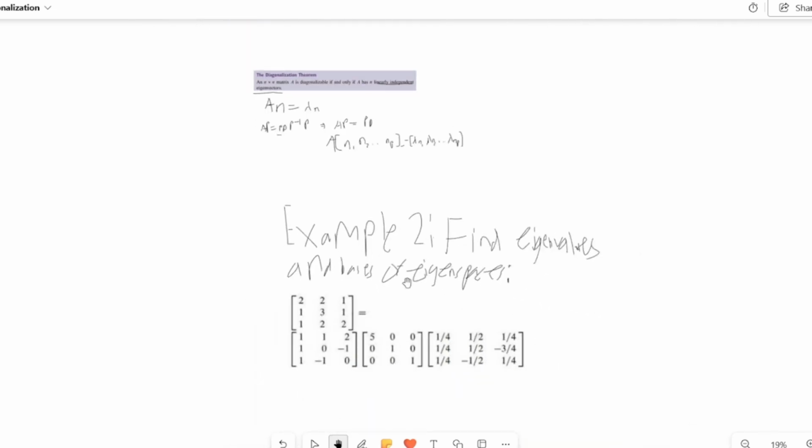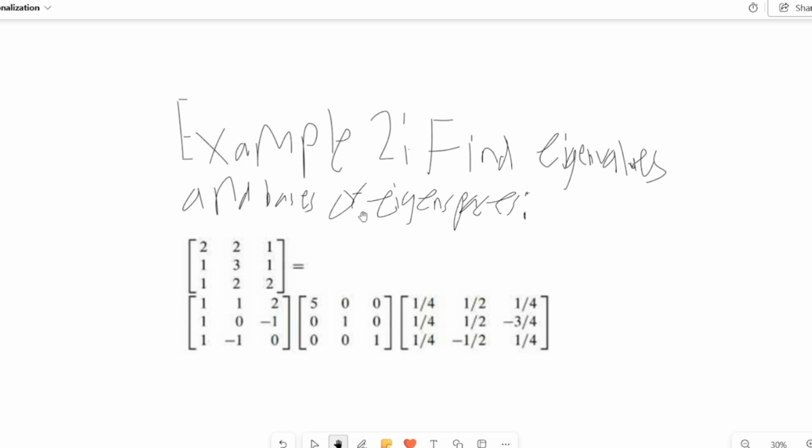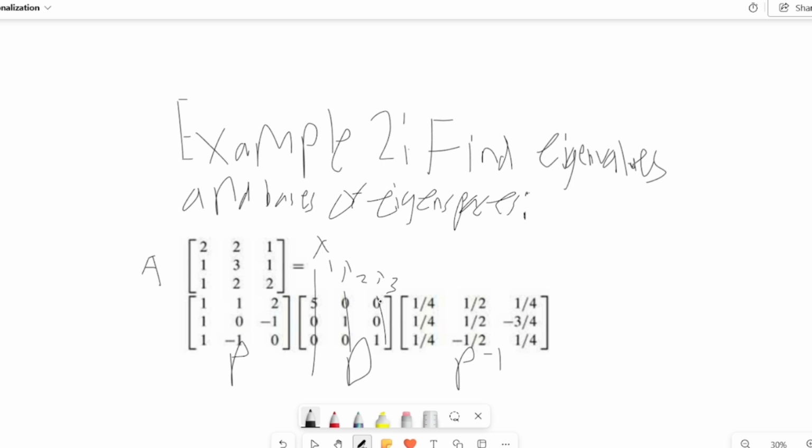But first, let's learn how to interpret the diagonalization theorem by looking at an example. So here we have A, of course, P, D, and P inverse. In terms of the diagonalization theorem, in D, we're going to see our eigenvalues. So we can see there's a repeated eigenvalue here with multiplicity 2. So our eigenvalues would be 5 and 1, and let's say 1 again because there's multiplicity 2. We can write it out like that.